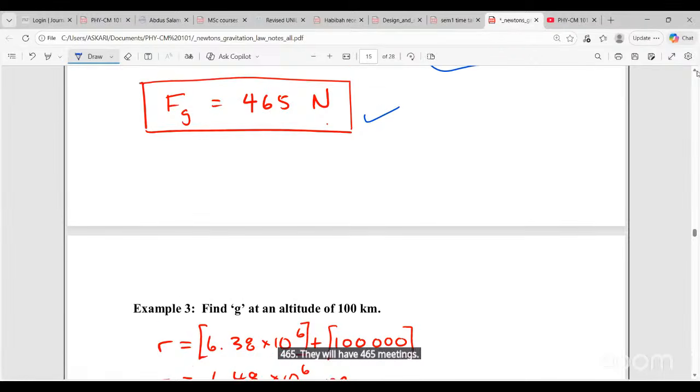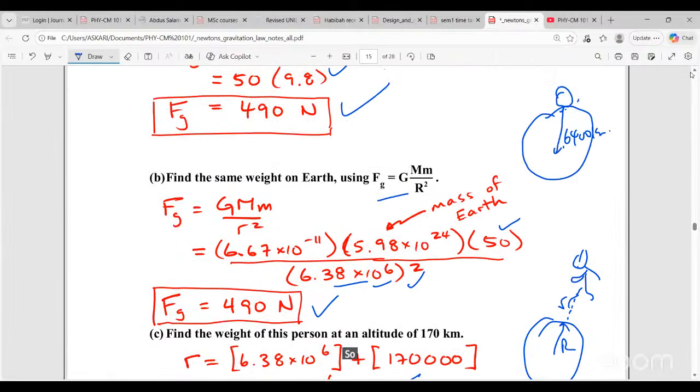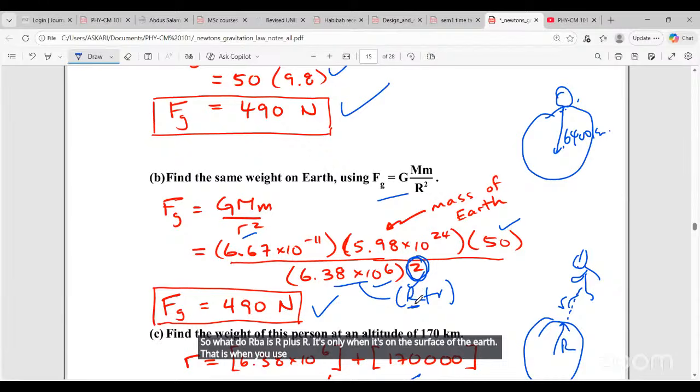Any questions so far with this question? Yes, sir. If we add the distance between the object above the Earth, the R plus h, will it all be squared? Yes, it's squared. That is why you have it here. Can you see it? Squared. This is the formula. You have to still square it. It's only when it's on the surface of the Earth that you use capital R, single R. But when it's at an altitude above the surface of the Earth, you have to add that distance to it for you to calculate that.